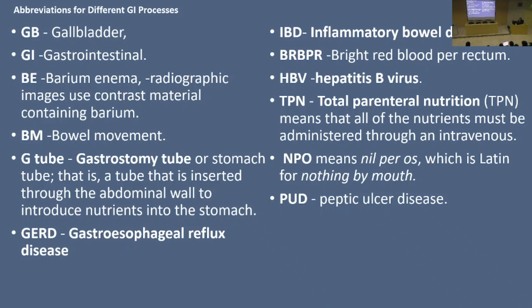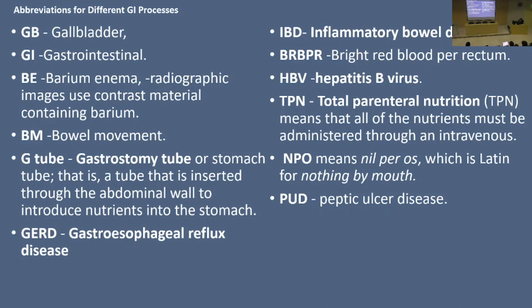IBD is inflammatory bowel disease. Make sure you know the difference between inflammatory bowel disease, your IBD, and your irritable bowel syndrome. So you have an IBD and you have an IBS. IBD is inflammatory bowel disease. IBS is irritable bowel syndrome, and that comes on the first slide. BR is bright red blood per rectum. That is a question. Bright red blood per rectum.